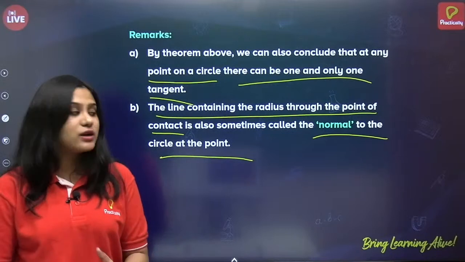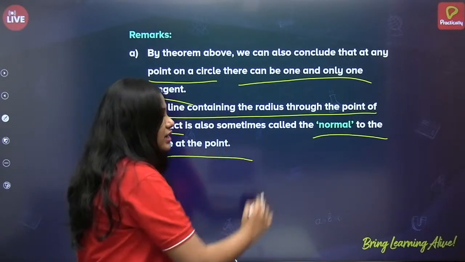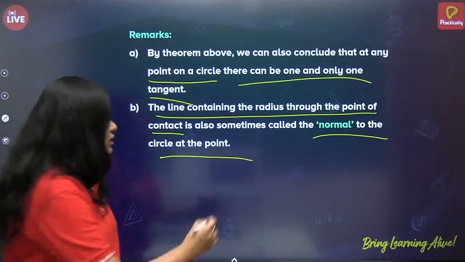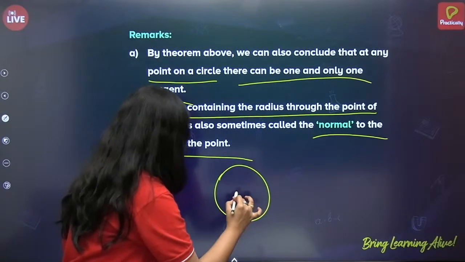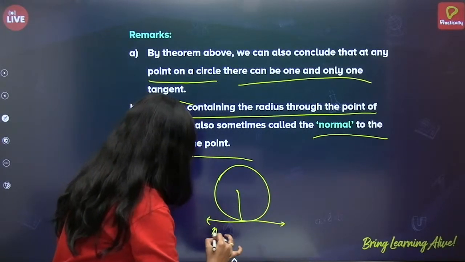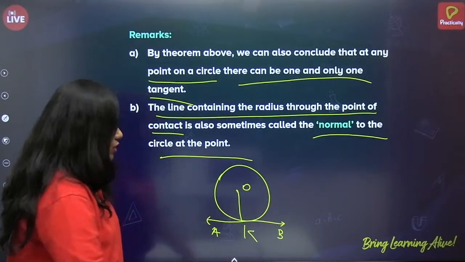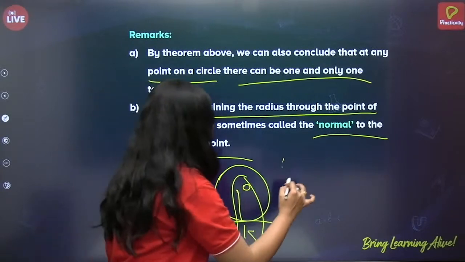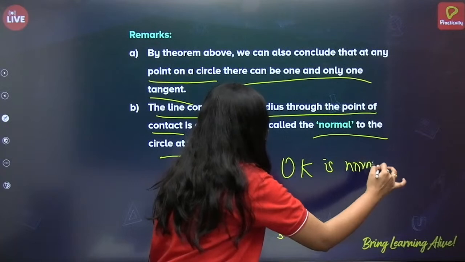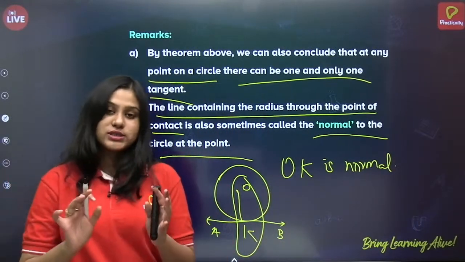What is meant by normal? It is again nothing but the line containing the radius through the point of contact to the center of the circle, okay? So, here A, B, O, K. Here I can tell that OK is a normal. So, whenever it says normal in the question, you can just take it and put it as 90 degrees.